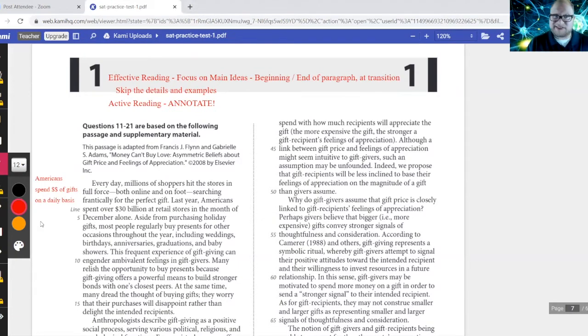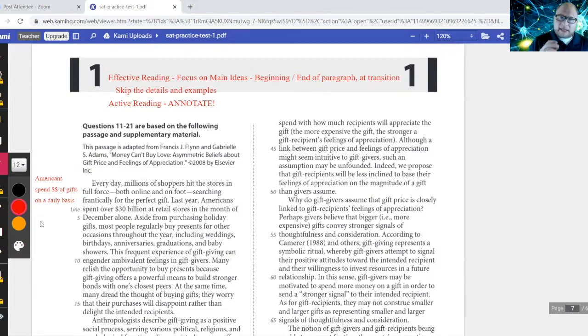Again, that is just a detail supporting what we already annotated as the main idea. Aside from purchasing holiday gifts, people buy regular presents from other occasions throughout the year, including weddings, birthdays, anniversaries, graduations, and baby showers. Again, this is still details that are supporting that main idea about how Americans spend money on gifts on a daily basis. Okay, so again, those are just the details you can run through.